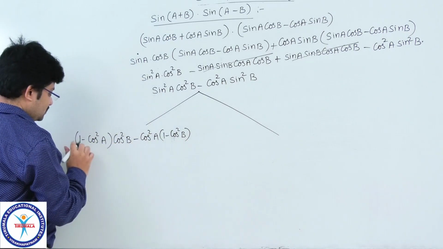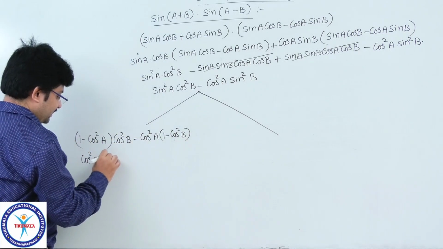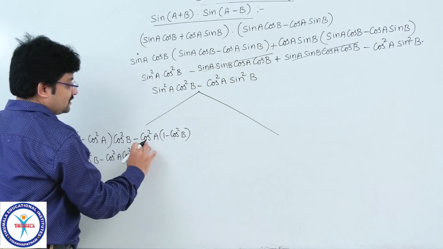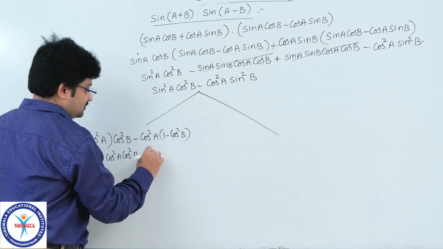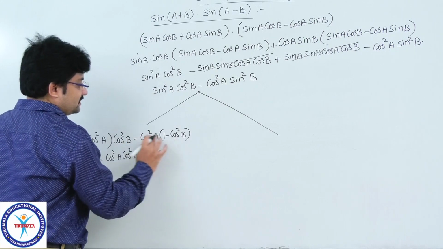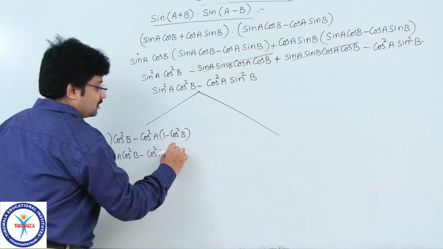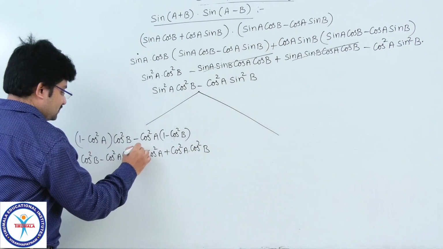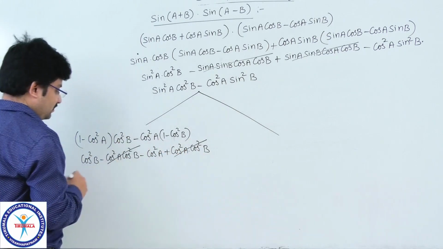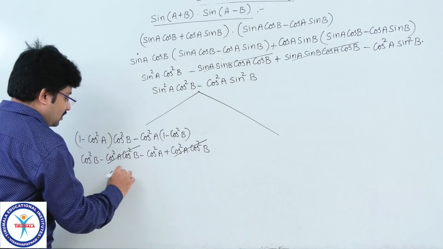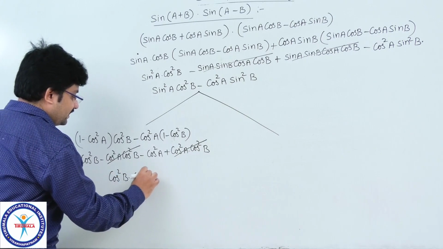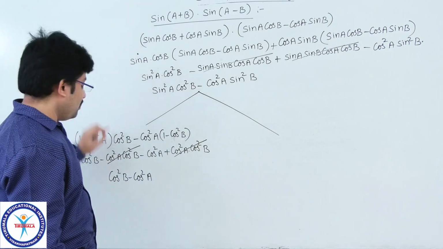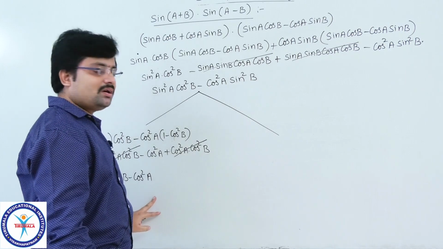Therefore here cos square B minus cos square A into cos square B minus cos square A into 1 minus cos square B, minus into minus plus cos square A into cos square B, plus cos square A minus cos square A cancel. Therefore it is cos square B minus cos square A. So that is sin A plus B into sin A minus B in terms of cos, that is cos square B minus cos square A.